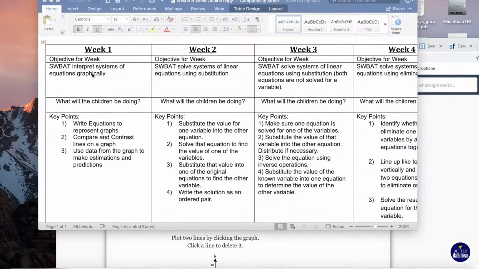And some key things that we're going to do as a learning community would be to write equations to represent graphs, compare and contrast lines in the graph, and use data from the graph to make some predictions and estimations. Even prior to graphing, we could probably start to do that, being very analytical, using some higher order thinking skills as a means to develop our students' understanding about the concepts.